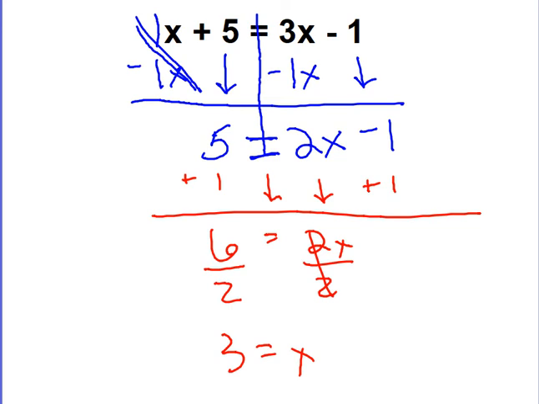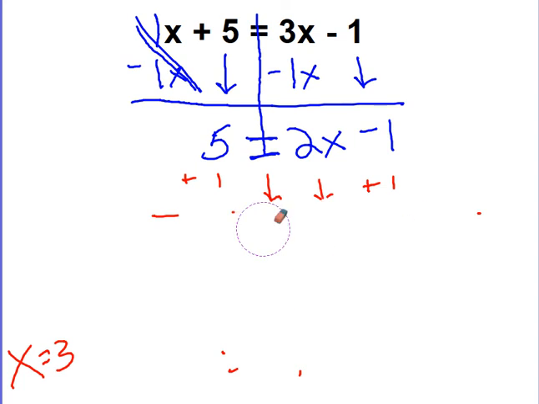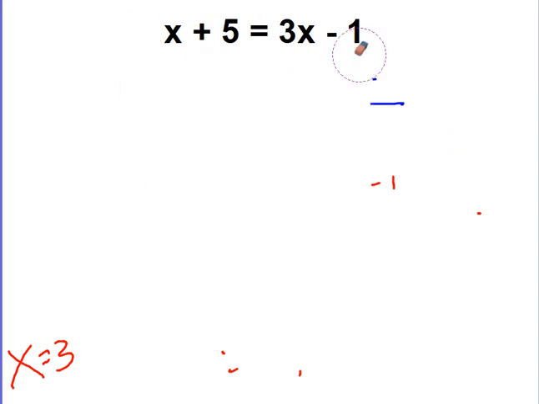Now, one thing I wanted to look at though, so this one we moved the 1x over to this side. Well, we also could have moved this 3x over to the left side, and we still would have gotten x equals 3 as my answer. So I'm going to write x equals 3 over here, because that's what we just got. But then I'm going to solve it the other way just to show you that it doesn't matter which way we move the variable, and we'll get the same answer each time.